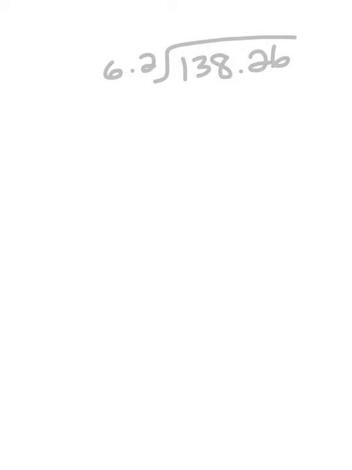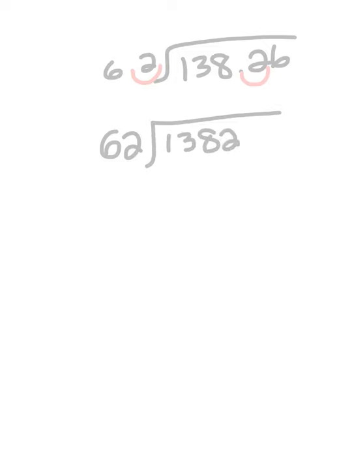One last problem, 5th graders. 138 and 26/100 divided by 6 and 2/10. All right, what is our first step? Bounce the decimal. If you said bounce the decimal, good job. So then remember, I have to rewrite the problem. So the decimal disappeared. It becomes 62, and it goes into 1,382 and 6/10, because that's the placement of my new decimal.